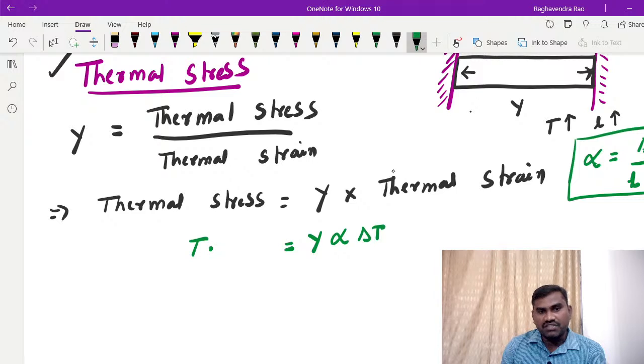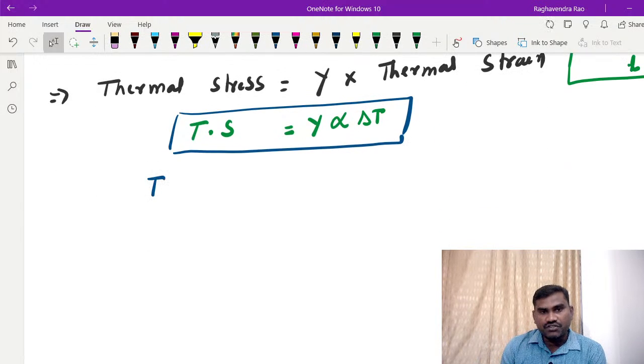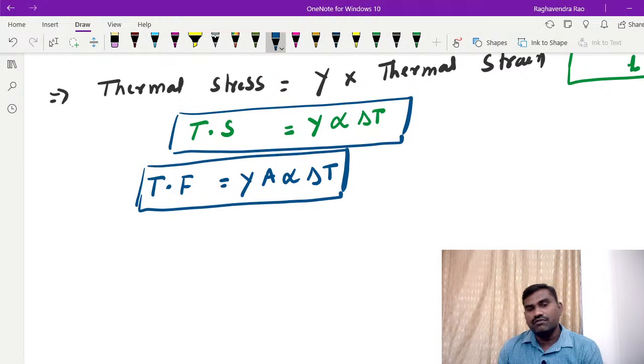So thermal stress is equal to Y alpha delta T. Thermal force: stress is nothing but force by area, so area comes to this side. That means thermal force is equal to Y A alpha delta T. So this is thermal force.